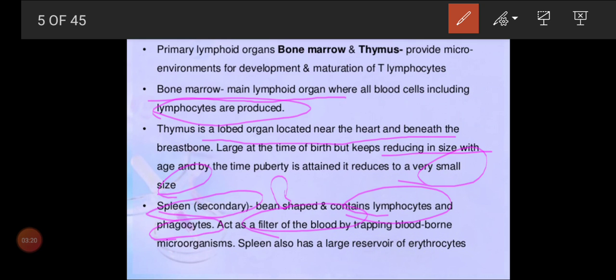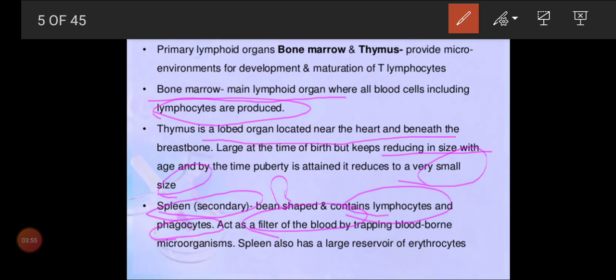So T lymphocytes will be there. Very simple phagocytosis: they will engulf the antigen. So fighting with the antigen by cell mediated immunity leads to killing of the antigen. The spleen acts as a filter of blood, thereby all antigens will be filtered. The antigen is killed by the cell mediated immunity present in the spleen, because the spleen has T lymphocytes in it.